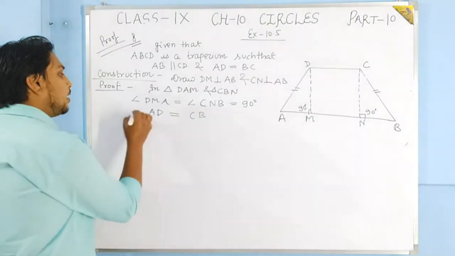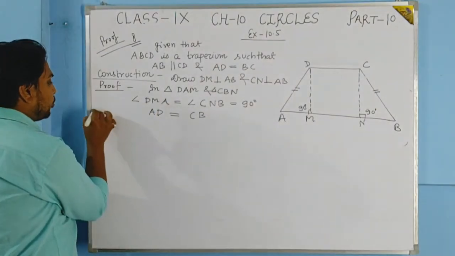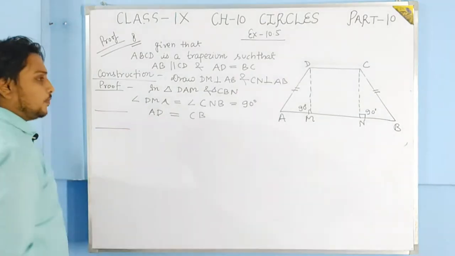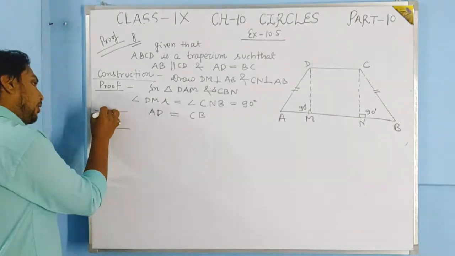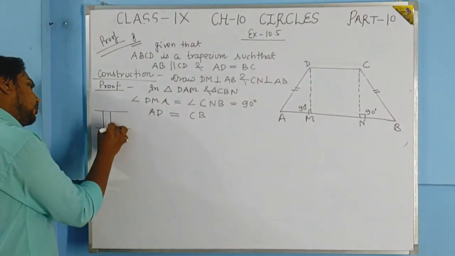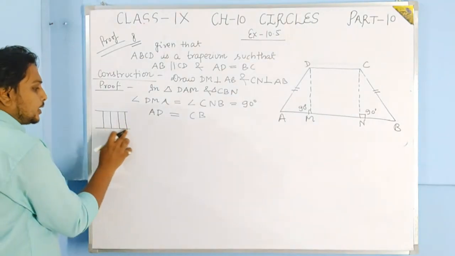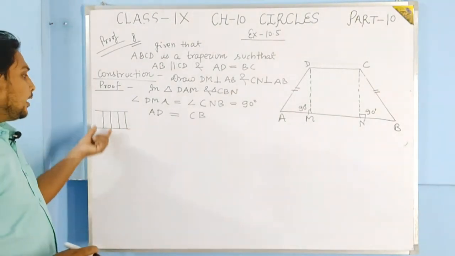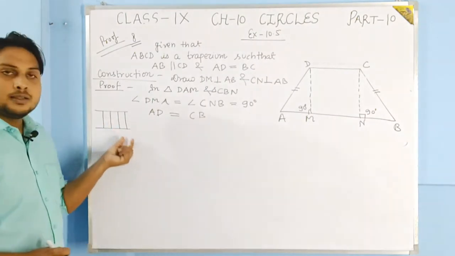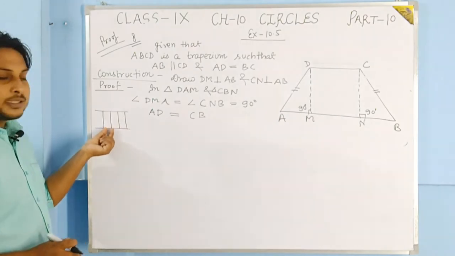And students, if two parallel sides are there, then if you see the distance between these two sides, the distance will be constant. Meaning in two parallel sides, the gap between the sides will be the same.